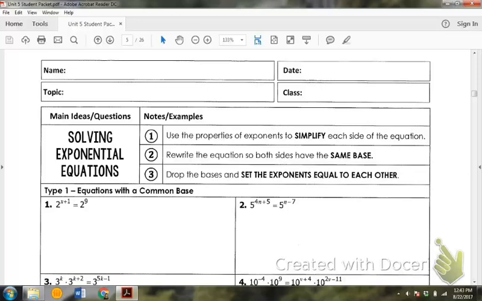Okay, so this is lesson 5.2, solving exponential equations.